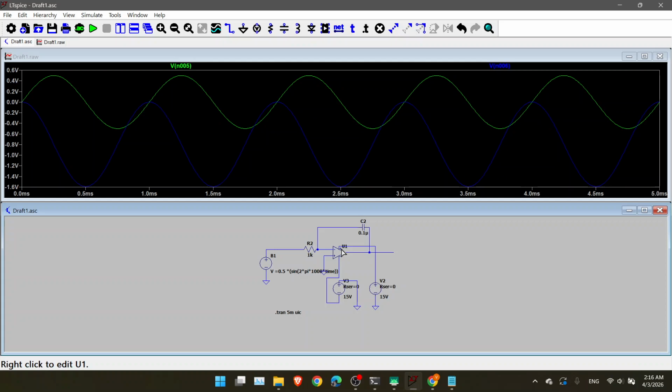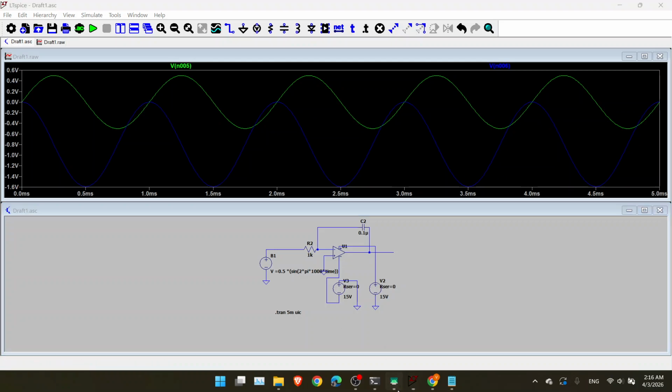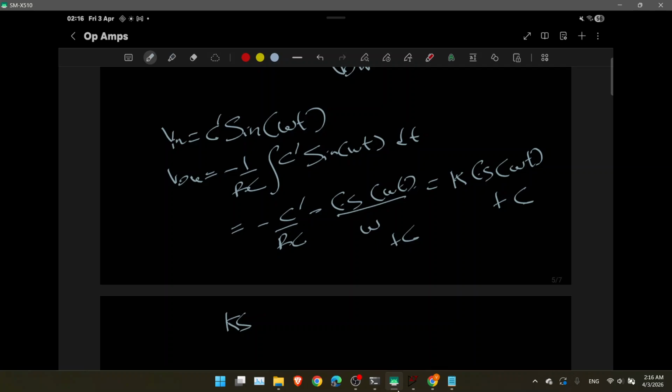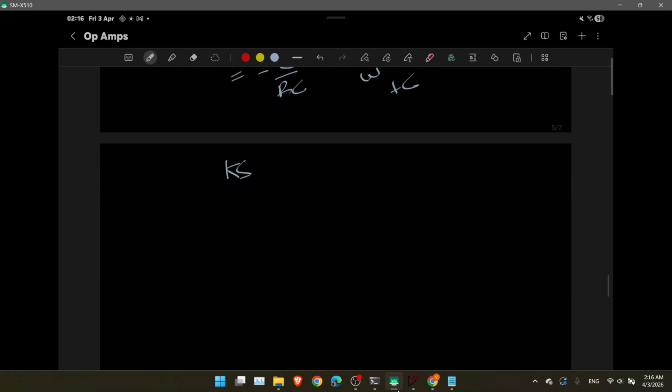What we got is k. Look what we have. In there, you can clearly see that the blue line is a cosine line, but it has some kind of a DC offset. If we go to the equation, the output voltage is k times cos omega t plus c. There is a plus c in here.